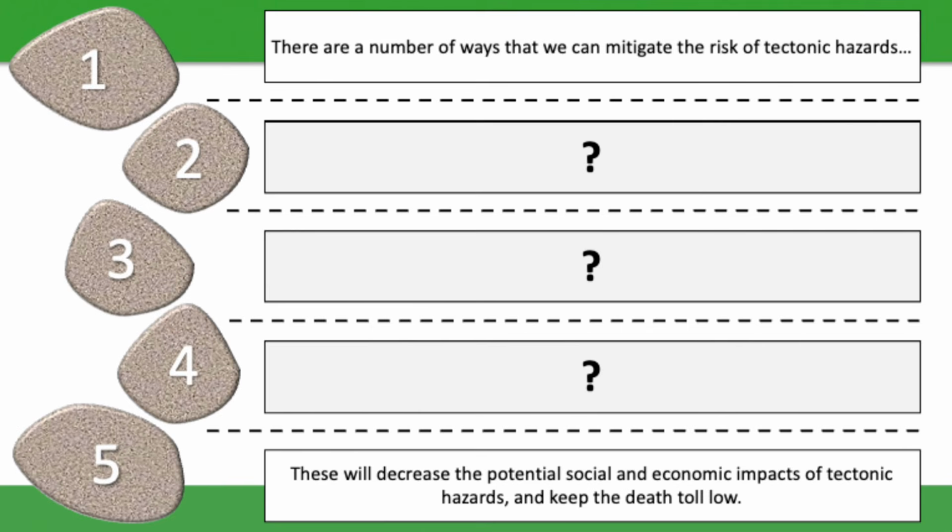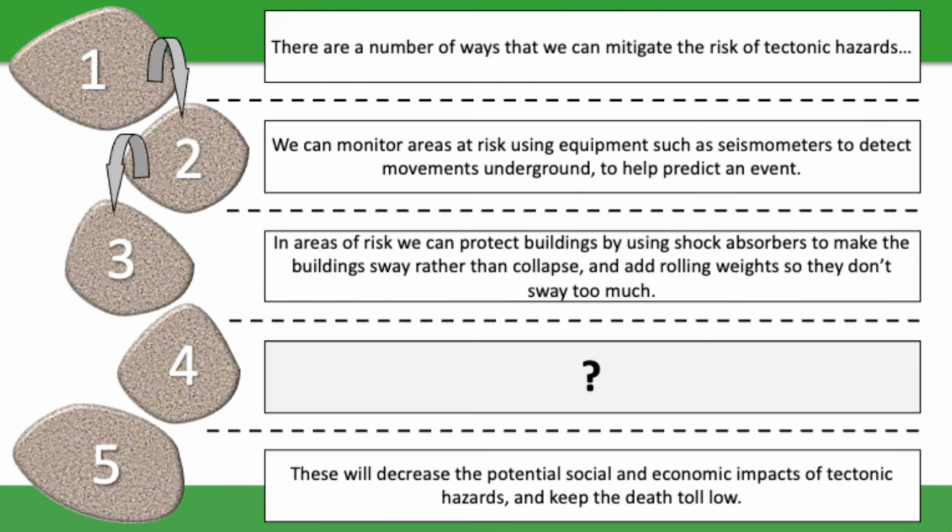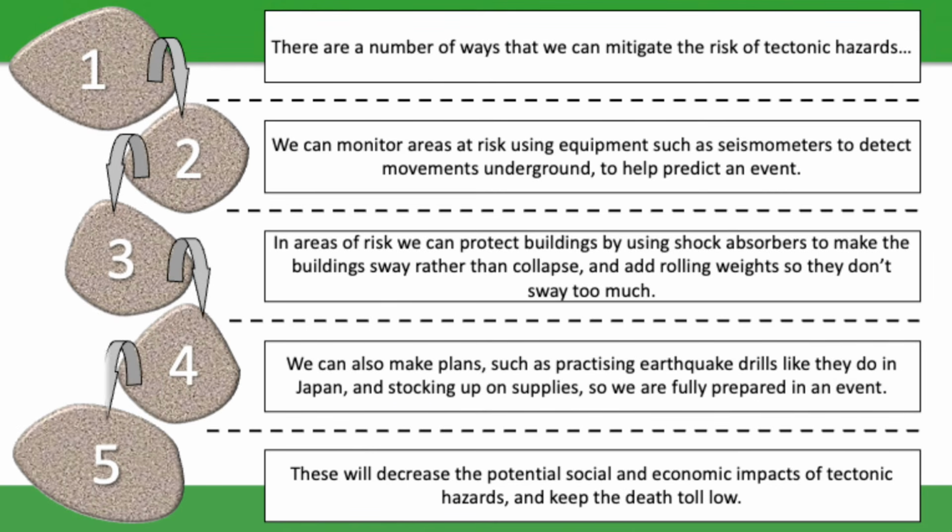Right, let's have a look at how you got on. So if we reveal our second box, we can monitor areas at risk using equipment such as seismometers to detect movements underground to help predict an event. Let's look at our third box. In areas of risk, we can protect buildings by using shock absorbers to make the buildings sway rather than collapse, and add rolling weight so they don't sway too much. And then in our last box, we can also make plans such as practicing earthquake drills like they do in Japan and stocking up on supplies so we are fully prepared in an event.